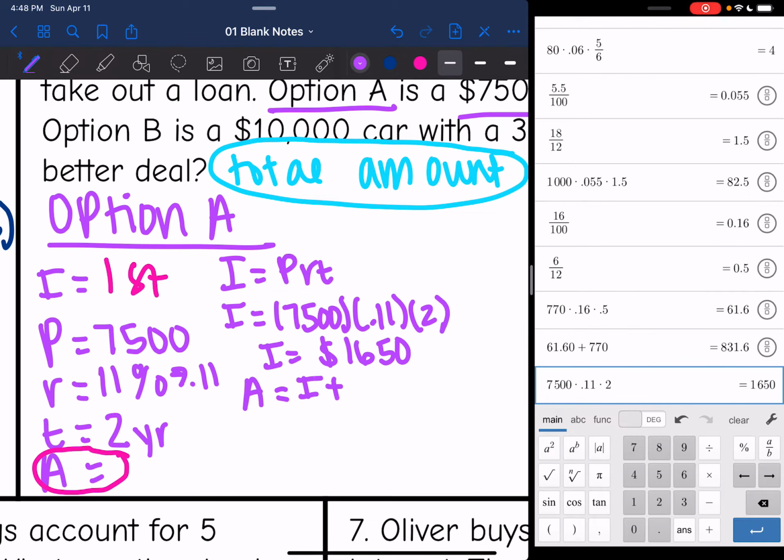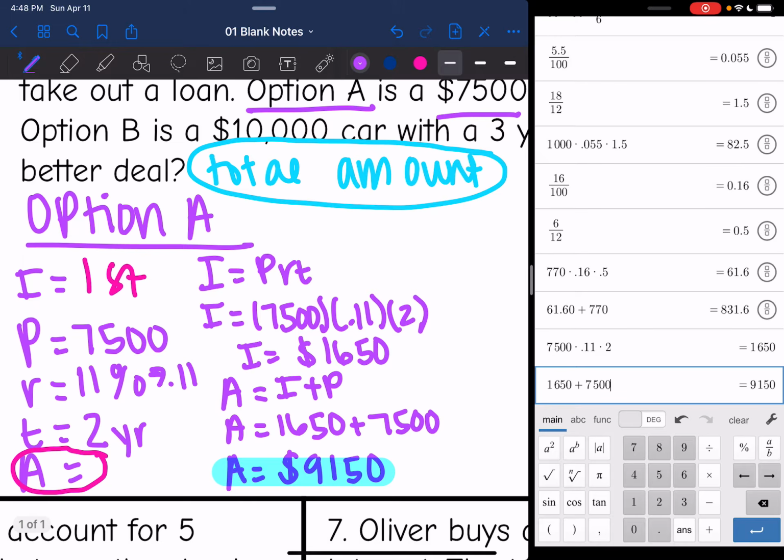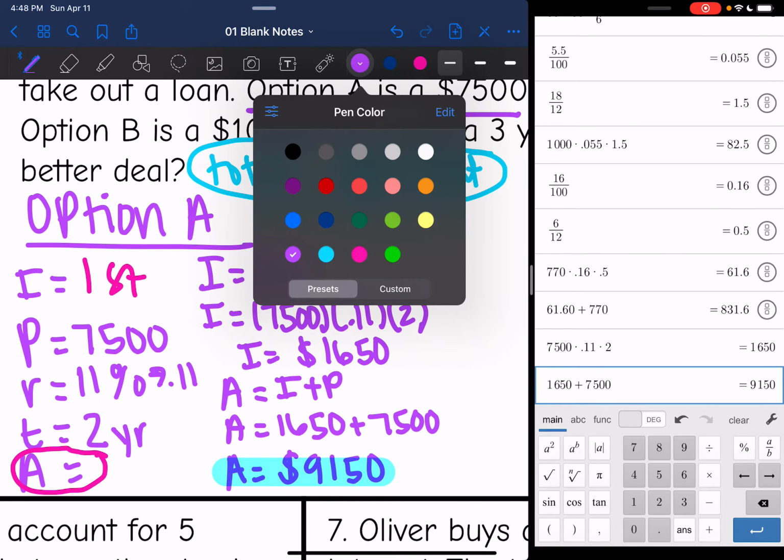So the interest is $1,650, the principal is $7,500. I'm going to add those together to determine the total amount. So $1,650 plus the principal of $7,500 is $9,150. So the total amount of loan A is $9,150. Let's look at option B.